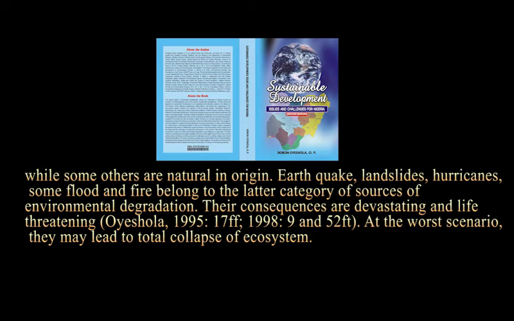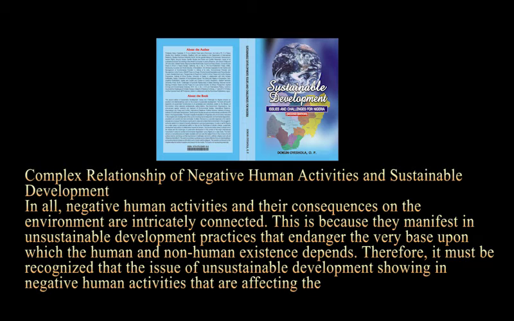Earthquakes, landslides, hurricanes, some floods and fires belong to the latter category of sources of environmental degradation. Their consequences are devastating and life-threatening. Oyeshola, 1995, 17 ff; 1998, 9 and 52 ff. At the worst scenario, they may lead to total collapse of ecosystems. Complex relationship of negative human activities and sustainable development.